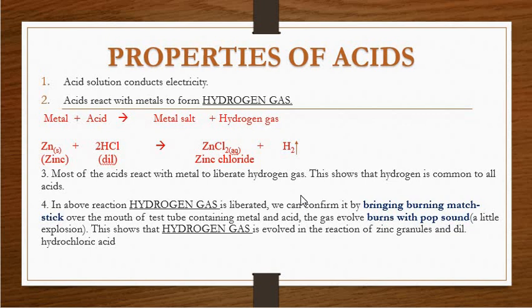How can we confirm it? The confirmatory test of hydrogen gas is, if we bring a burning matchstick over the mouth of the test tube from where the hydrogen gas is coming out, we will hear a pop sound.